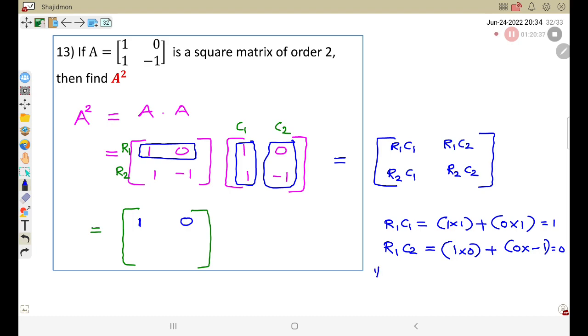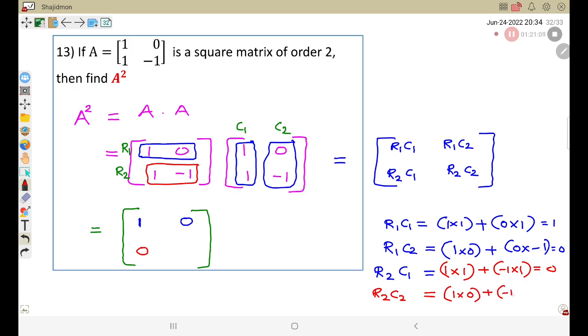Now third one. R2 with column number 1. Row 2, this is row 2. So 1 multiply 1 plus minus 1 with 1. 1 multiply 1 is 1, minus 1, 0. Correct? Now, row 2 multiply with column number 2. What is row 2? That is 1 minus 1, with column number 2. So, 1 multiply 0 plus minus 1 multiply minus 1. Okay? 1 multiply 0 means 0. Minus 1 with minus 1 means it is 1. So, we can write equal to 1 here.